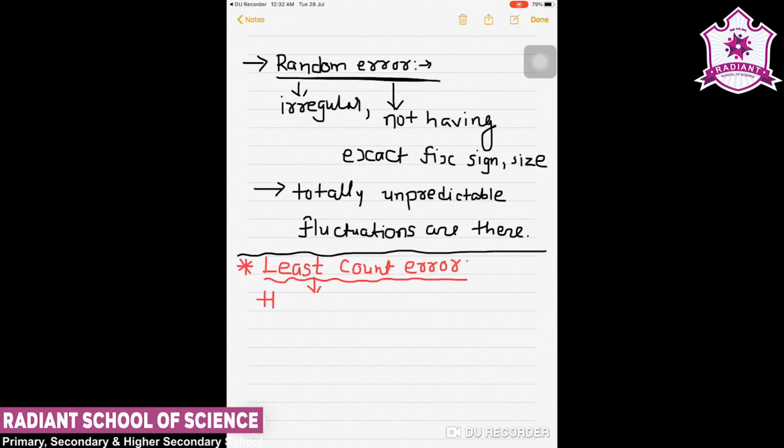The smallest value an instrument can measure is called least count.